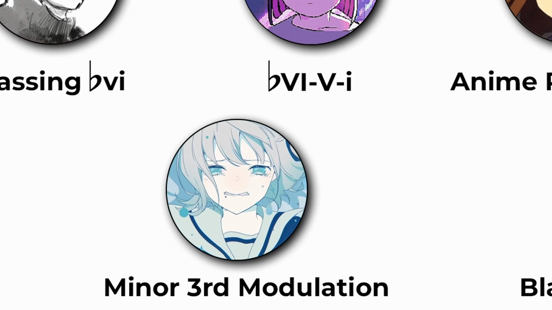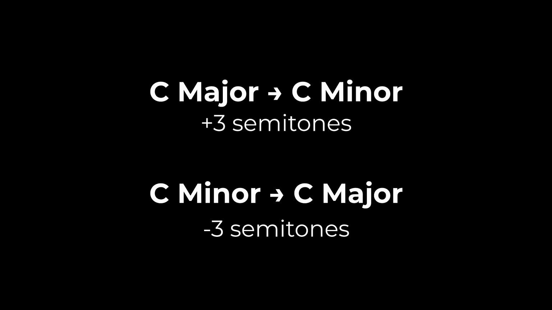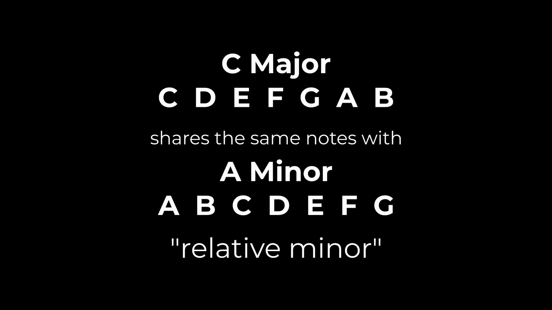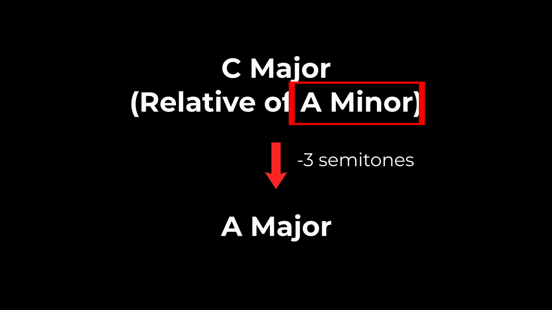Modulation by a minor third just means going from our key to its parallel minor or major depending on whether you're modulating up or down. To explain it as simply as possible, if we are in say C major, we would have the same notes as A minor, our relative minor, which is a minor third down from C. Therefore, modulating a minor third down means going from A minor to A major.